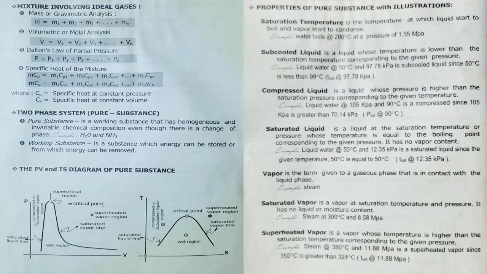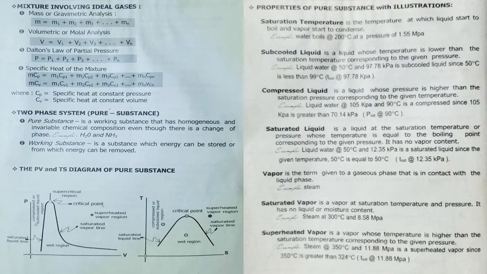Pure substance is a working substance that has homogeneous and invariable chemical composition even though there is a change of phase. Example, H2O and NH3, water and ammonia. Working substance is a substance which energy can be stored or from which energy can be removed.